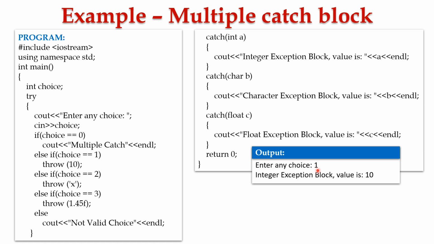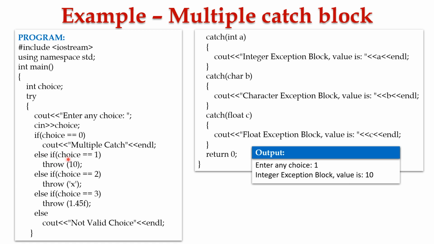Now, control moves to the if condition here in the try block. So here, it checks whether the value of the variable choice is equal to 0 or not. It is false, since the value of the variable choice is 1, given by the user. So the cout statement is skipped and it moves to the next else if condition.